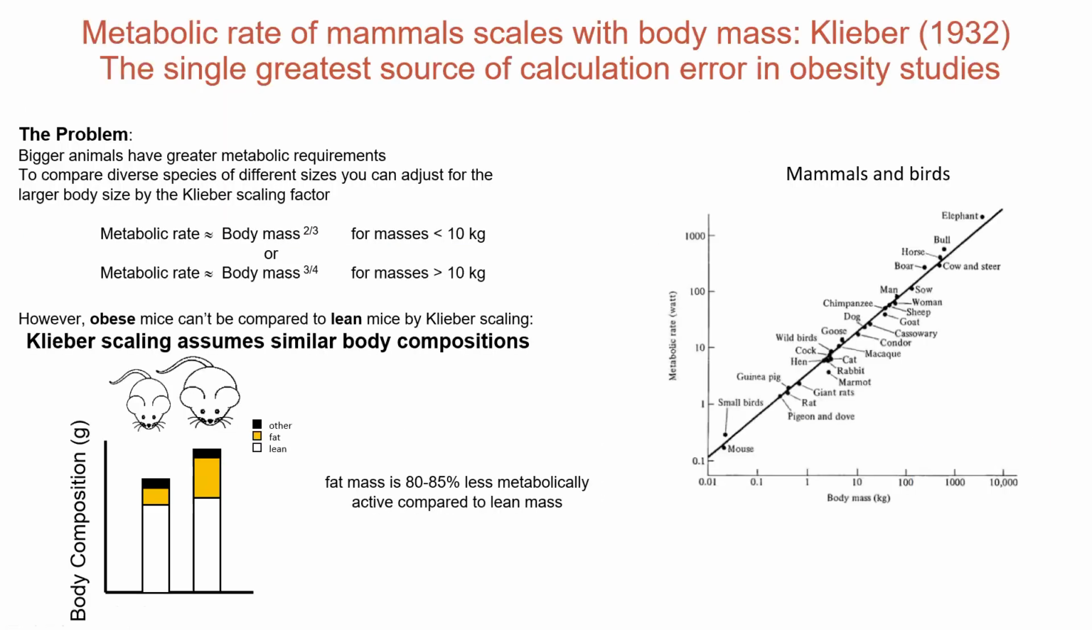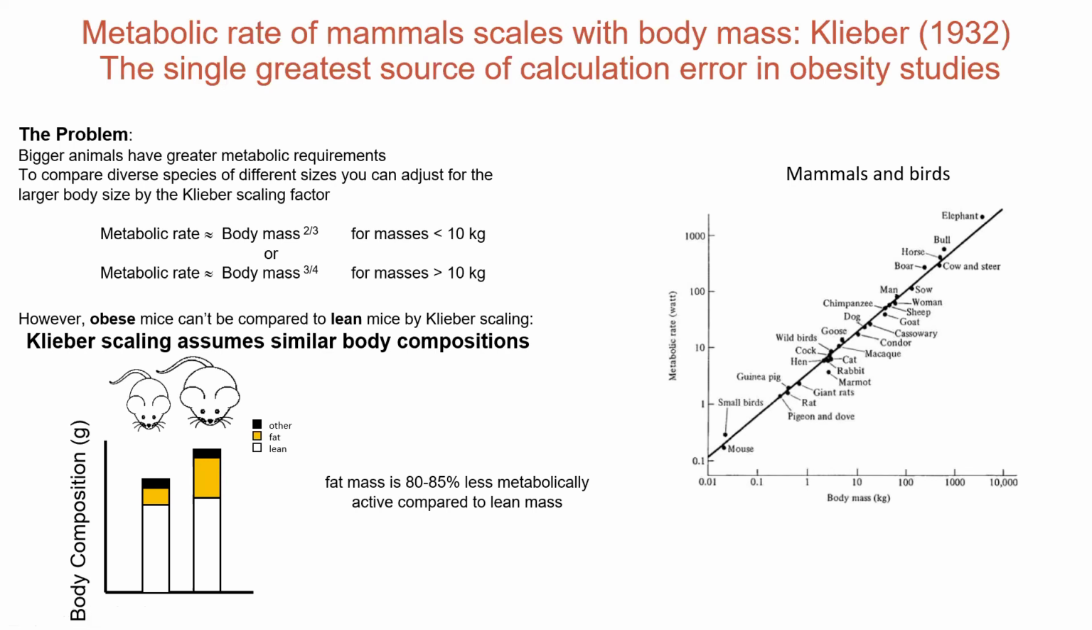So when we're trying to do these calculations to get energy expenditure and compare energy expenditure in studies of obesity, there's a problem that we run into in the field again and again. And that comes from something people learn about in basic biology, in high school or college biology, and that is that bigger animals have greater metabolic requirements. This was described in great detail in the 1930s, showing that you can compare a mouse and an elephant all by scaling the metabolic rate. And this is called a Kleiber scaling factor.